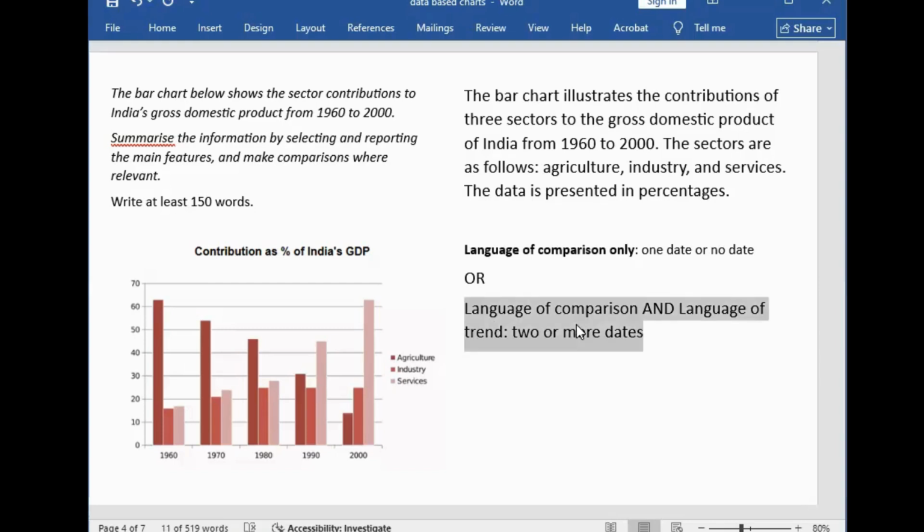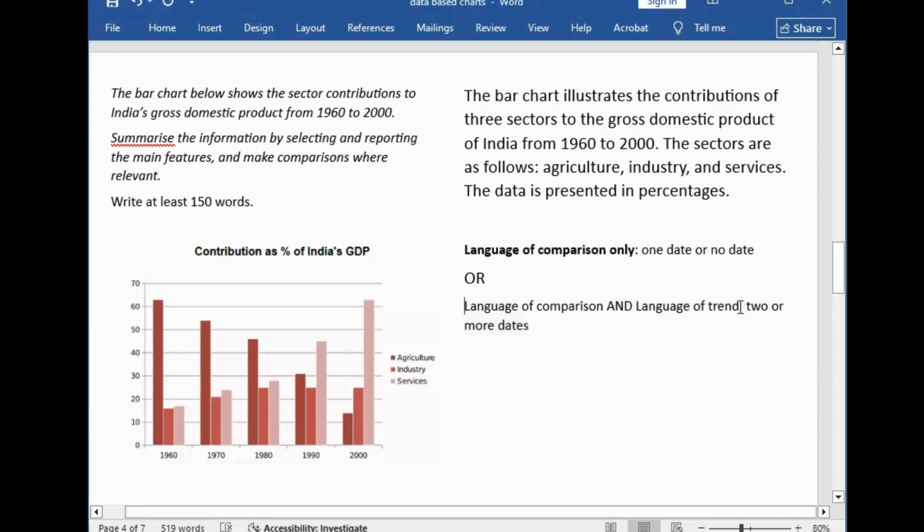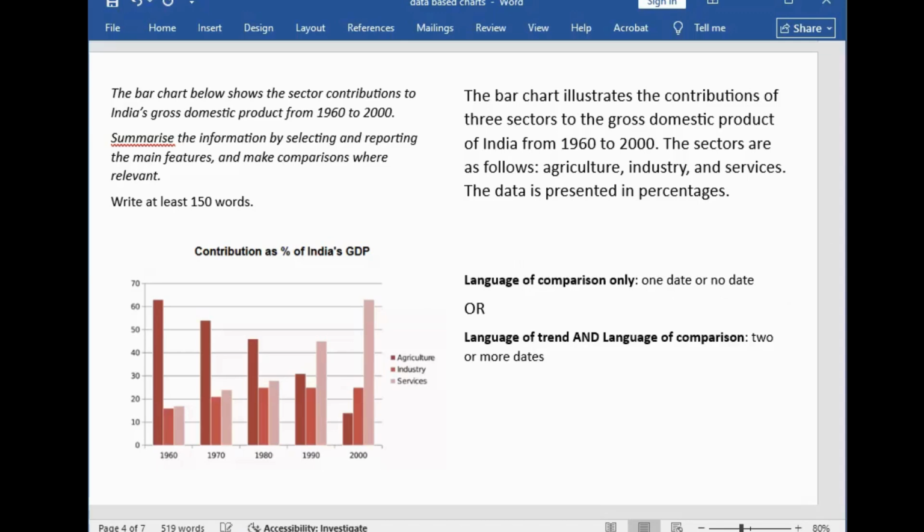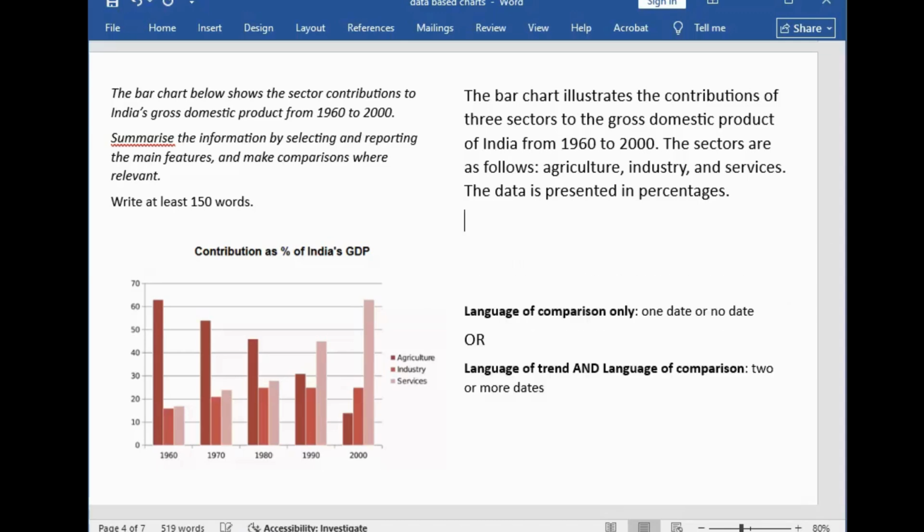So if I see that a bar chart or a pie chart or a table has two or more dates, I will use both language of comparison and language of trend. Preferably, I like to emphasize, or prioritize, language of trend whenever I see that we have two or more dates. Now, let me write my overview based on that idea.